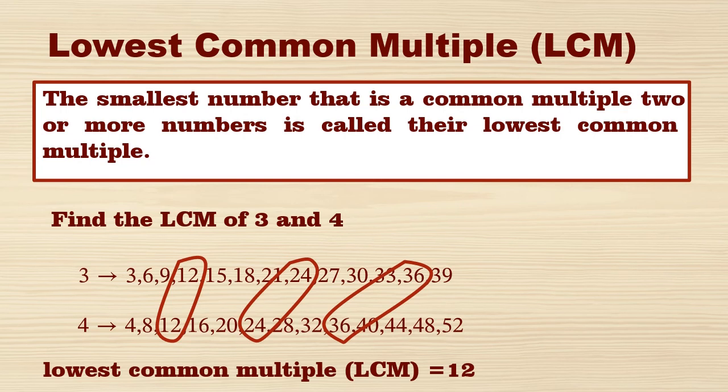So this means that the lowest common multiple of 3 and 4 is 12, because this is the smallest number that 3 can go into without remainder and 4 can also go into without remainder.